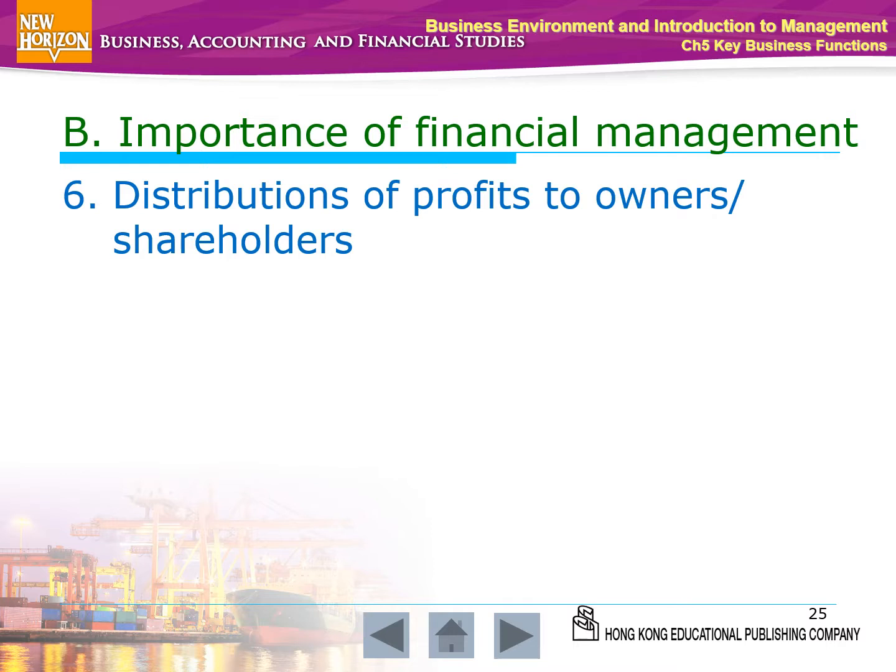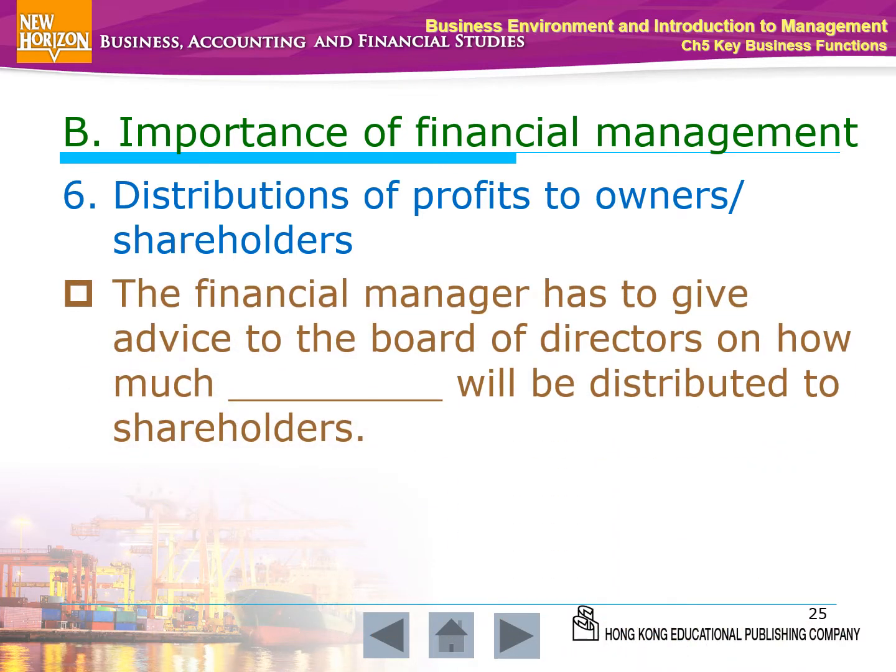The financial manager will see the distributions of profits to the owners or the shareholders. They will give advice to the board of directors on how much dividends will be distributed to shareholders. Because the financial manager will study the income statement and statement of financial position to see if the financial position of the business is sound enough, I mean good enough, for dividends to be distributed to the shareholders. That means some cash will flow out from the business.